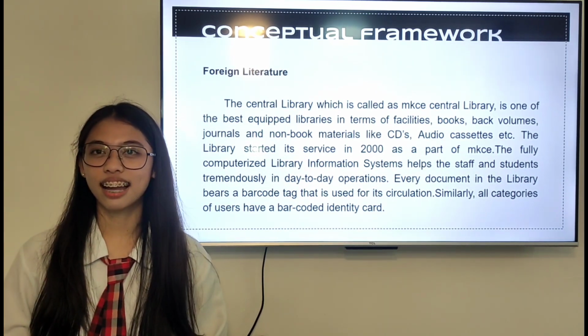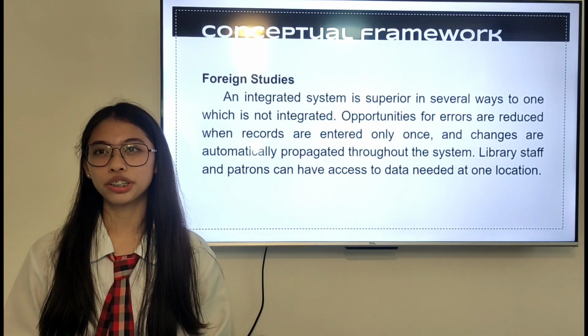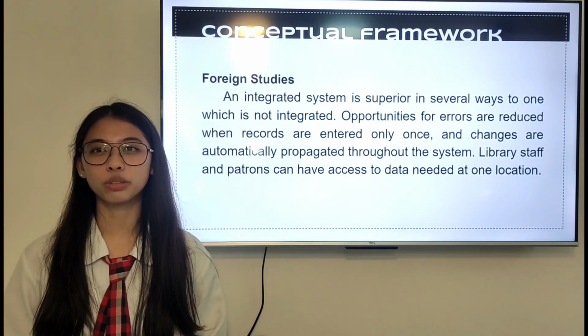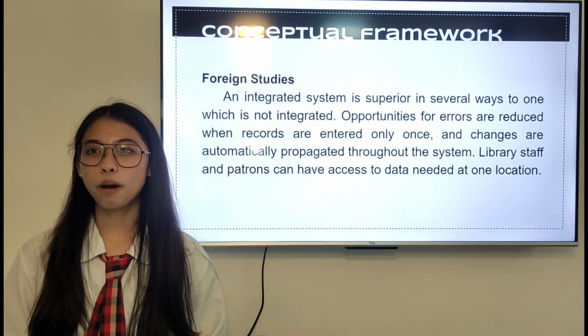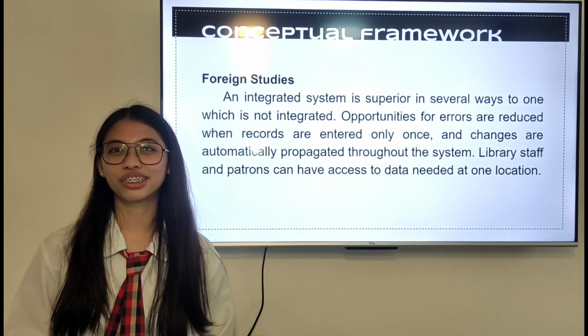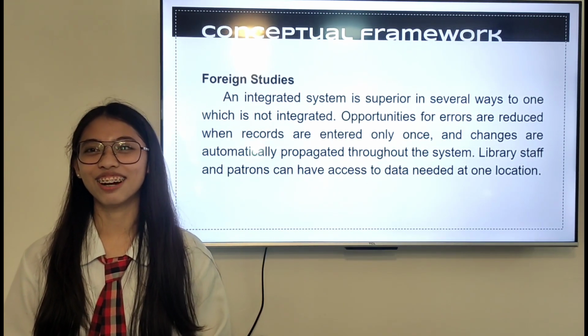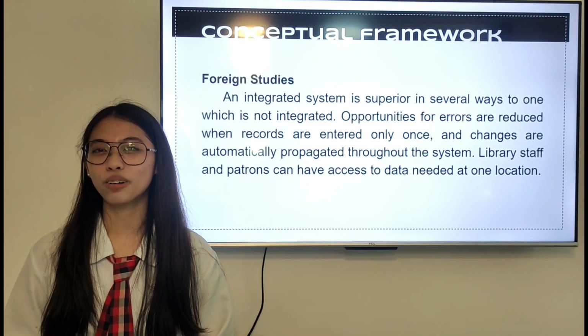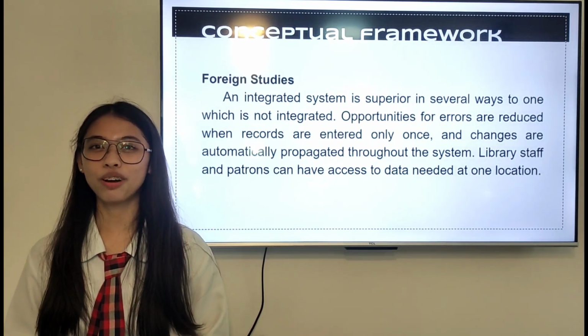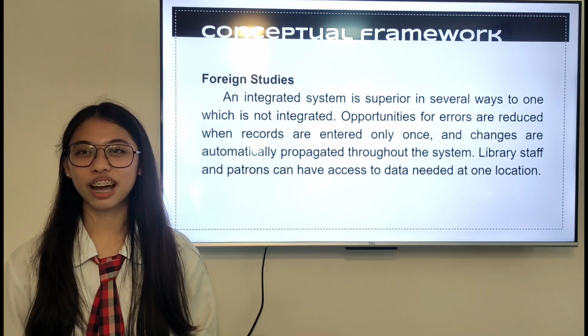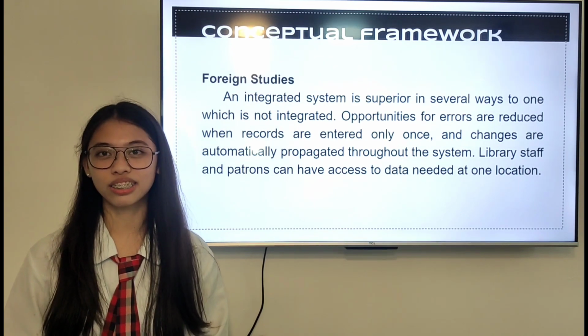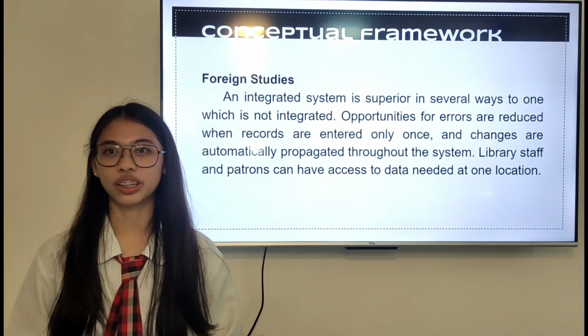Foreign studies. An integrated system is superior in several ways to one which is not integrated. Opportunities for errors are reduced when records are entered only once and changes are automatically propagated throughout the system. Library staff and patrons can have access to data held at one location.